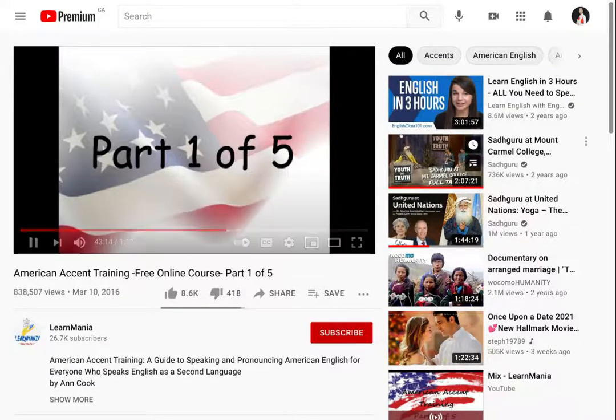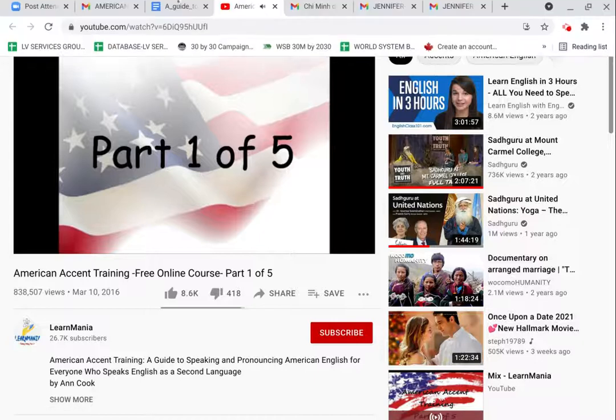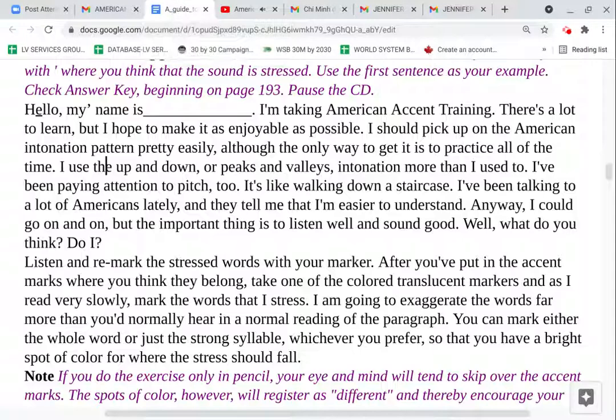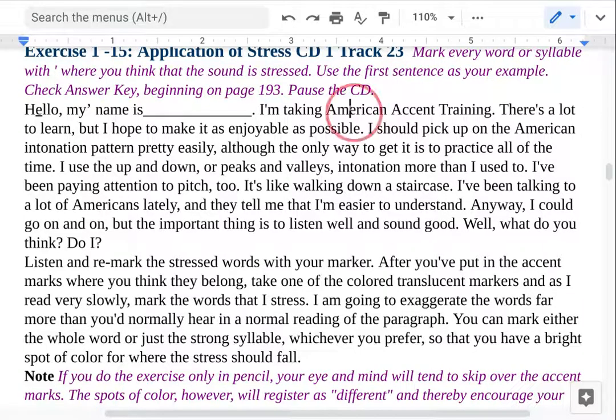My name is Anne. Reading of the paragraph. You can mark either the whole word or just the strong syllable, whichever you prefer, so that you have a bright spot of color for where the stress should fall. Note, if you do the exercise only in pencil, your eye and mind will tend to skip over the accent marks. The spots of color, however, will register as different and thereby encourage your pitch change. This may strike you as unusual, but trust me, it works.